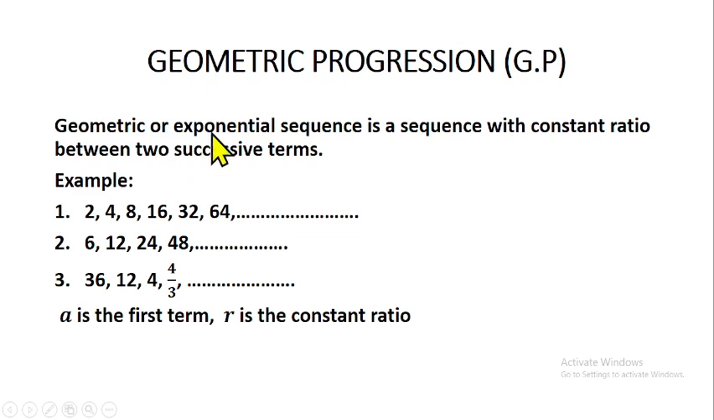How is that possible? Let's see. What do you mean by ratio? Division. Ratio means division. So between two successive terms, 4 divided by 2 is 2. 8 divided by 4 is 2. 16 divided by 8 is 2. 32 divided by 16 is 2. 64 divided by 32 is also 2. So we can see that there is a constant ratio between any two successive terms. So that means the sequence belongs to geometric progression.